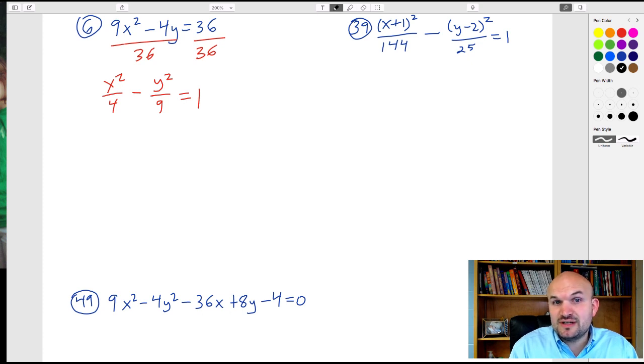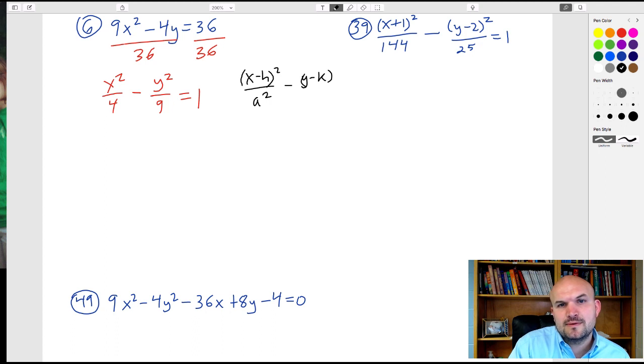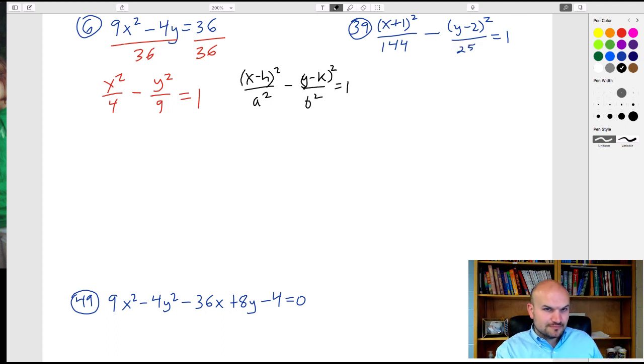So the standard form of a hyperbola when we have a horizontal transverse axis, which this is, and I'll explain about that in just a second, is going to be in the form x minus h squared over a squared minus y minus k squared over b squared equals 1. Okay. So you can see that this is in that format where the x and then minus the h.